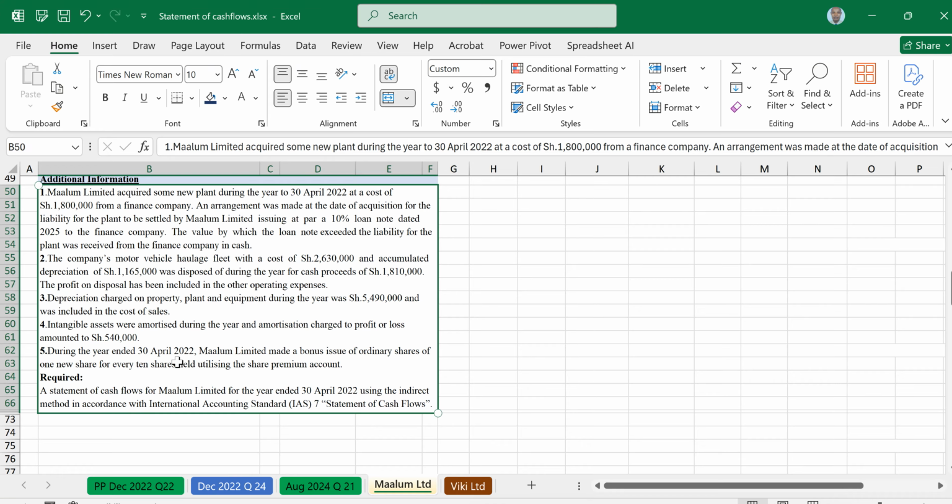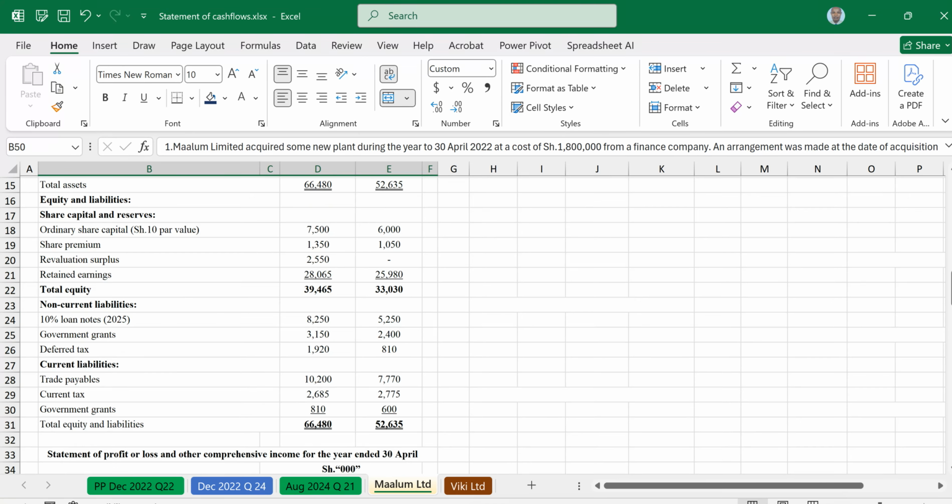During the year ended 30th April 2022, Maalum Limited made a bonus issue of ordinary shares of 1 new for every 10 shares held, utilizing the share premium account. Required: a statement of cash flows for Maalum Limited for the year ended 30th April 2022 using the indirect method in accordance with IAS 7, the statement of cash flows.